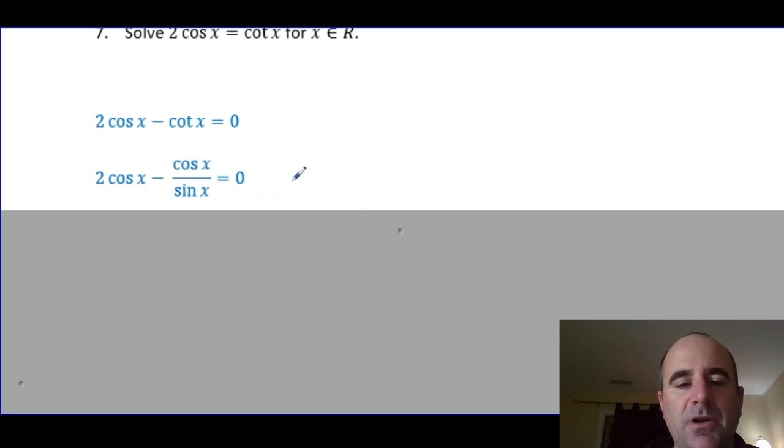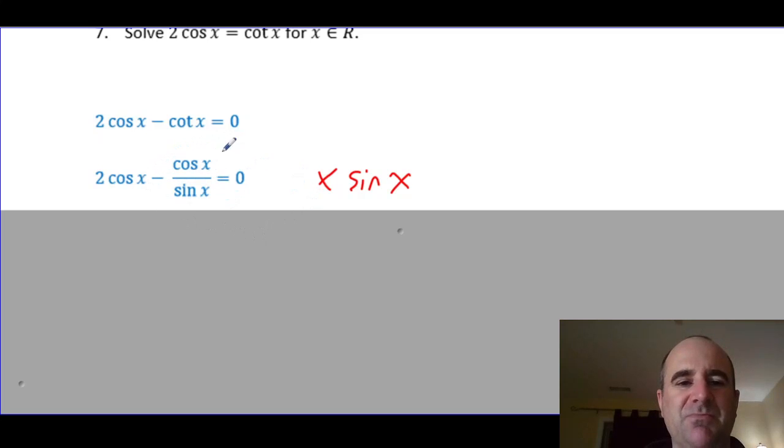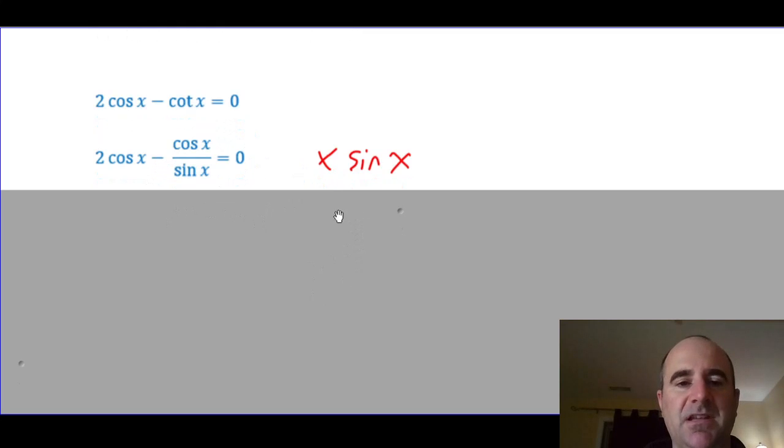Now, there's actually quite a few ways that you can manipulate this equation. What I'm going to do is multiply both sides of the equation, because it is an equation, by sine x, because I realize that's going to take the sine x out of the denominator here. Another thing someone might do is bring this term over and cross multiply or something like that. It's all really the same thing.